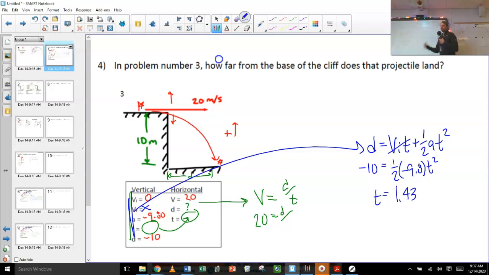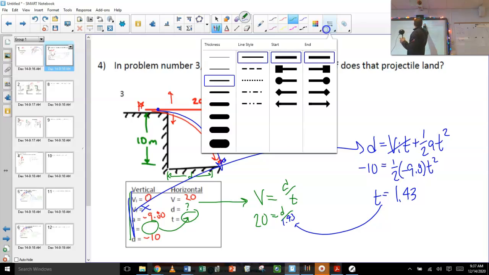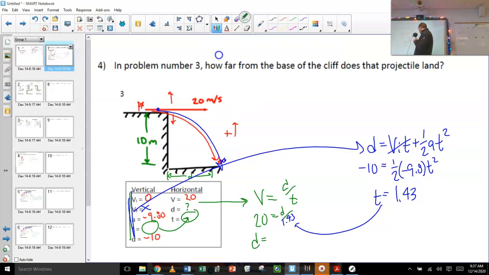Mr. Hare, do I have to double that? When do I double it? You don't have to double it in this case because you're using the displacement from here to here. So that's the whole displacement, so that gives you the whole time. So this time is completely valid. I'm going to put 1.43 over here, and then I can solve for my displacement. So 20 times 1.43, you end up with 28 meters.